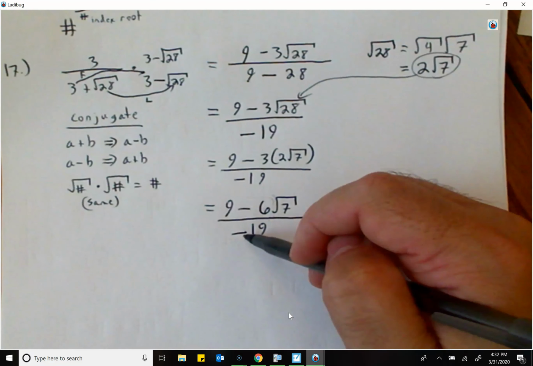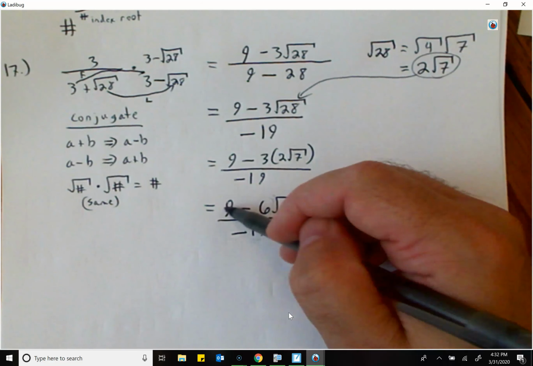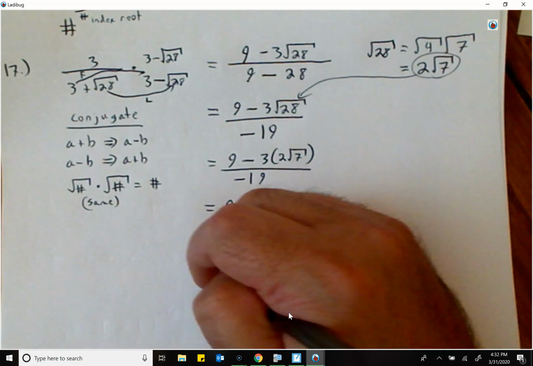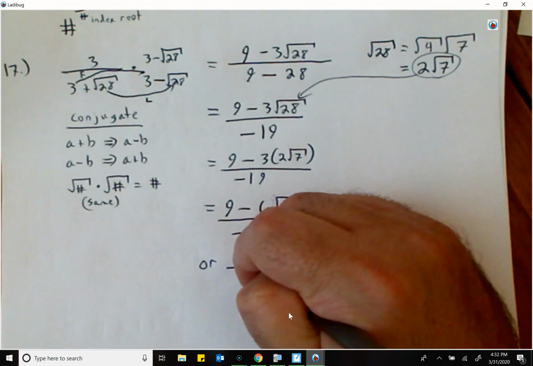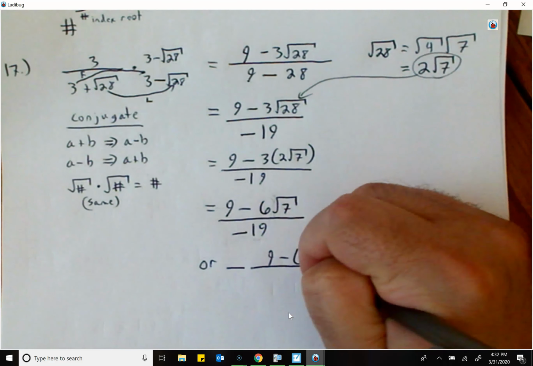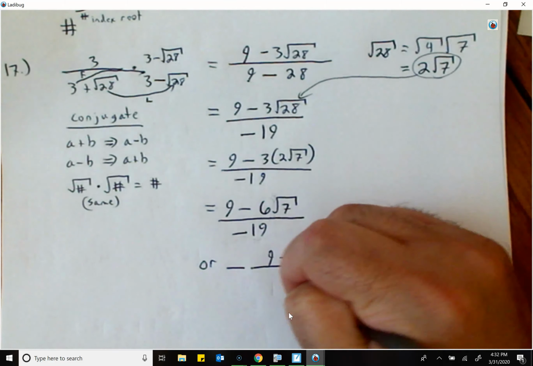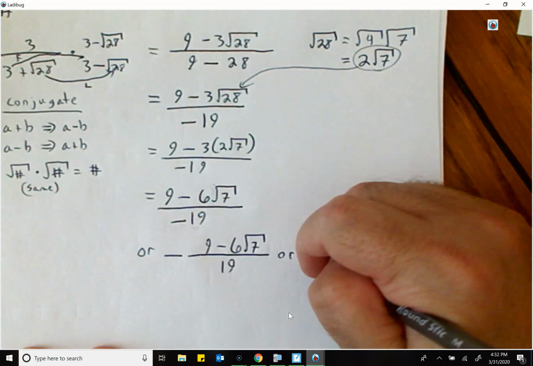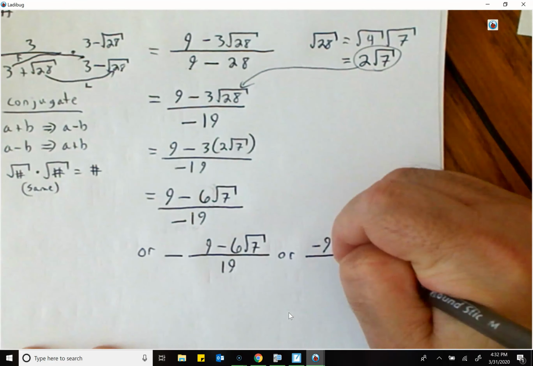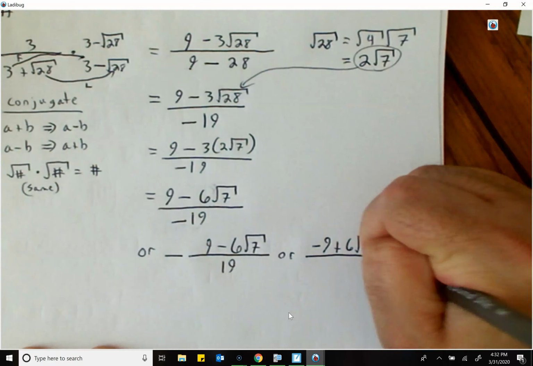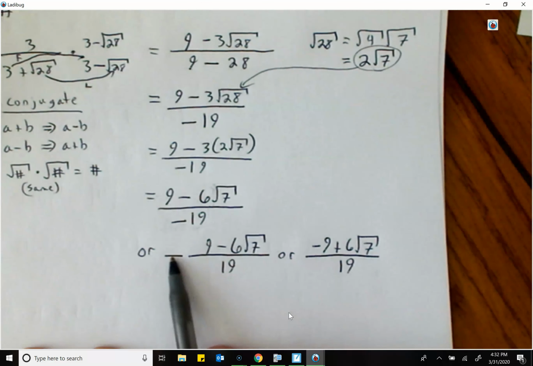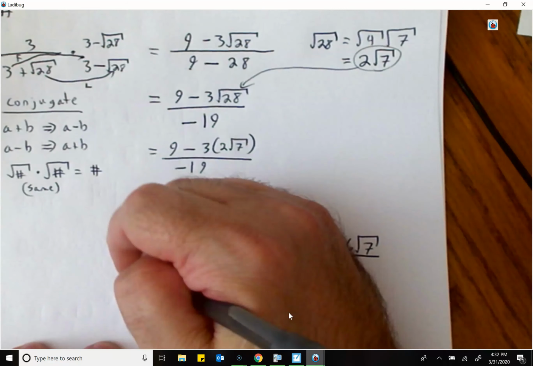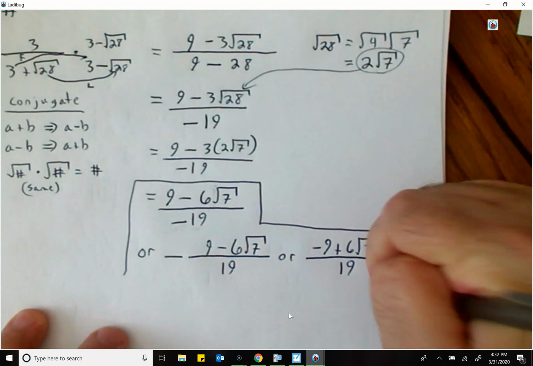I also know that sometimes iMathAS likes to take this negative and just, again, remember, we don't have to have the negative in the bottom. We can move it out front. So we could have a negative 9 minus 6 square roots of 7 all over 19. Or you could take and distribute the negative through the numerator and have a negative 9 plus 6 square roots of 7 all over 19. That's if you took the negative and put it through the top. All 3 of these answers are the same. Okay? So that's important to know.